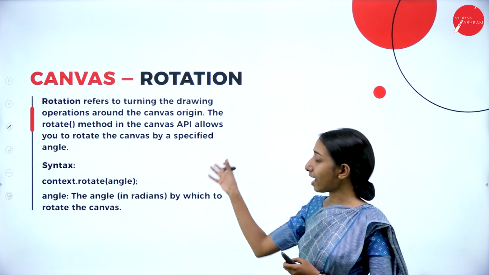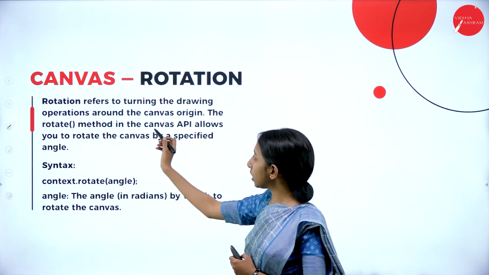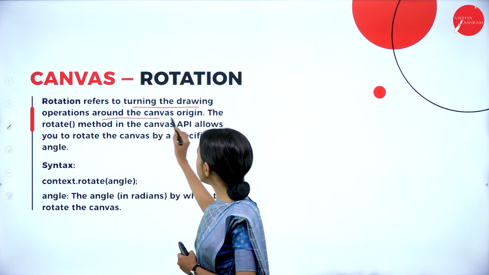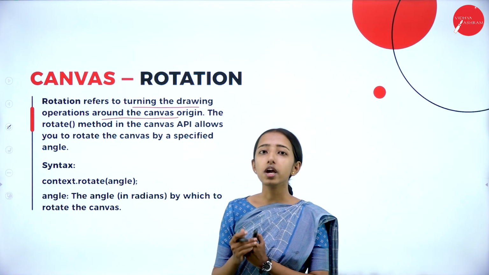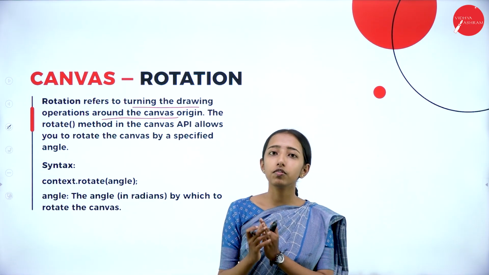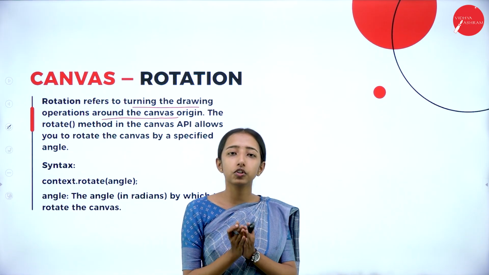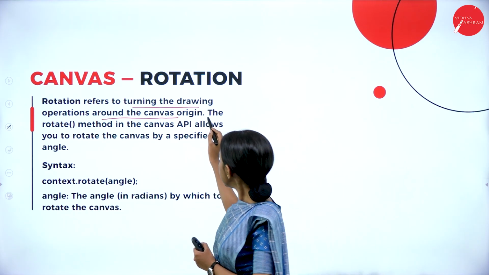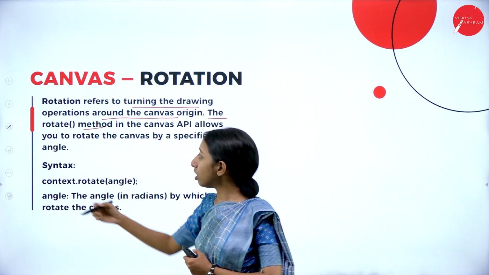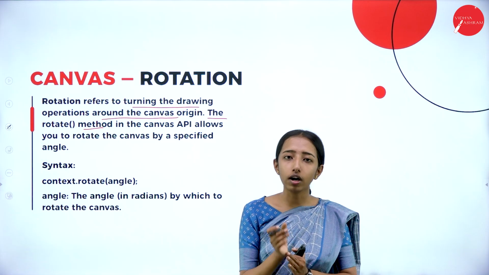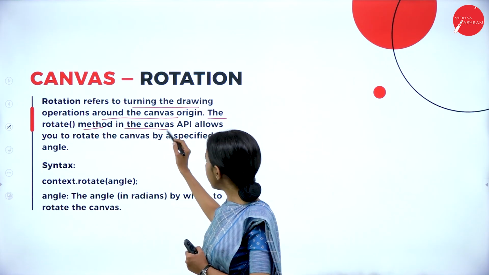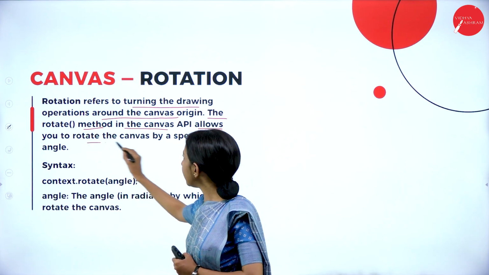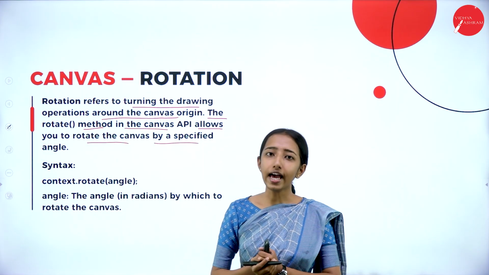So what is this canvas rotation? Here rotation refers to turning the drawing or the operation around the canvas origin. As the name says, we will be turning the graphic or the drawing we have done using this canvas. The rotate method. So here we are using a method called the rotate method in the canvas API, and it allows us to rotate the canvas by a specified angle.